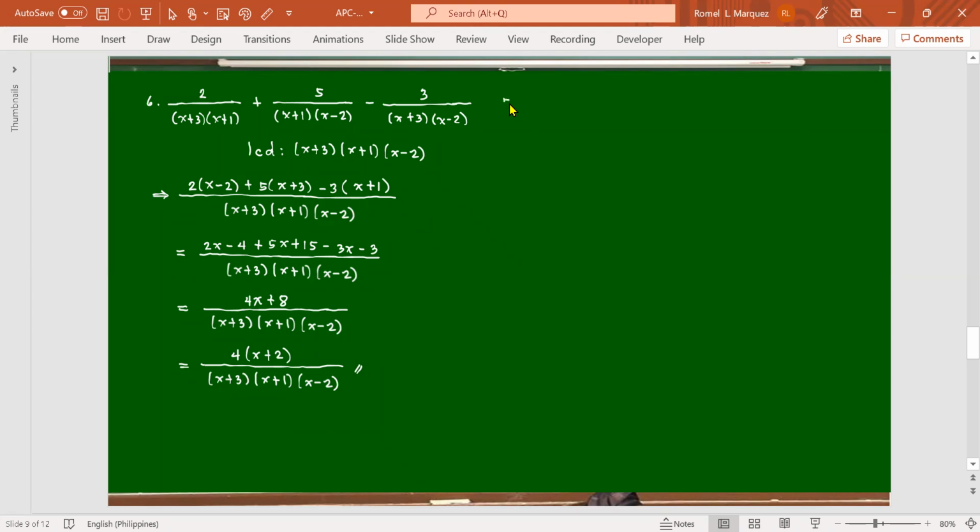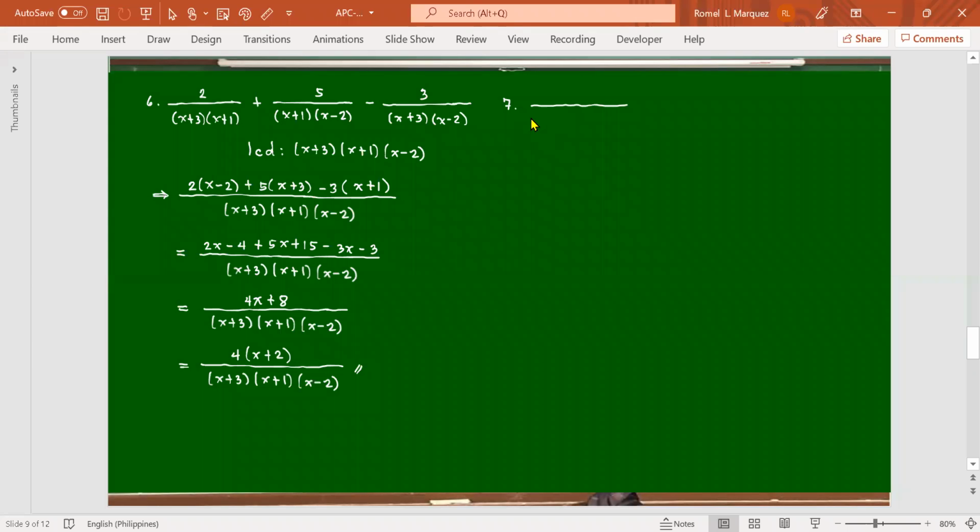Opo. Okay. Number 7, the last one for addition and subtraction. Then we will proceed to multiplication. So again, I'll be continuing so that the recording will be complete. But if you want to go, then go ahead.